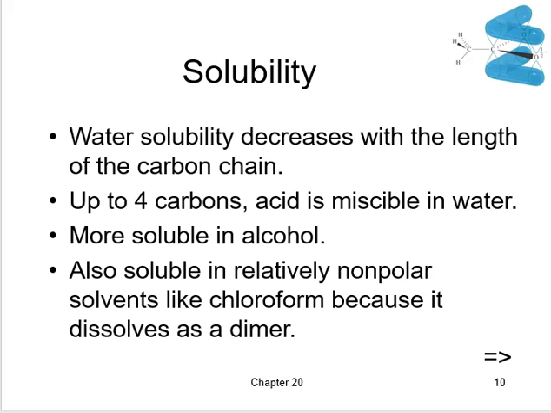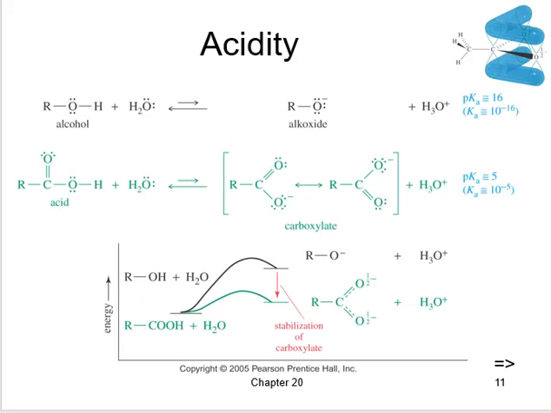So as far as the solubility is concerned, water solubility decreases with the length of the carbon chain. Up to 4 carbons, the acid is miscible in water, more soluble in alcohol, and also soluble in relatively non-polar solvents like chloroform because it dissolves as a dimer.